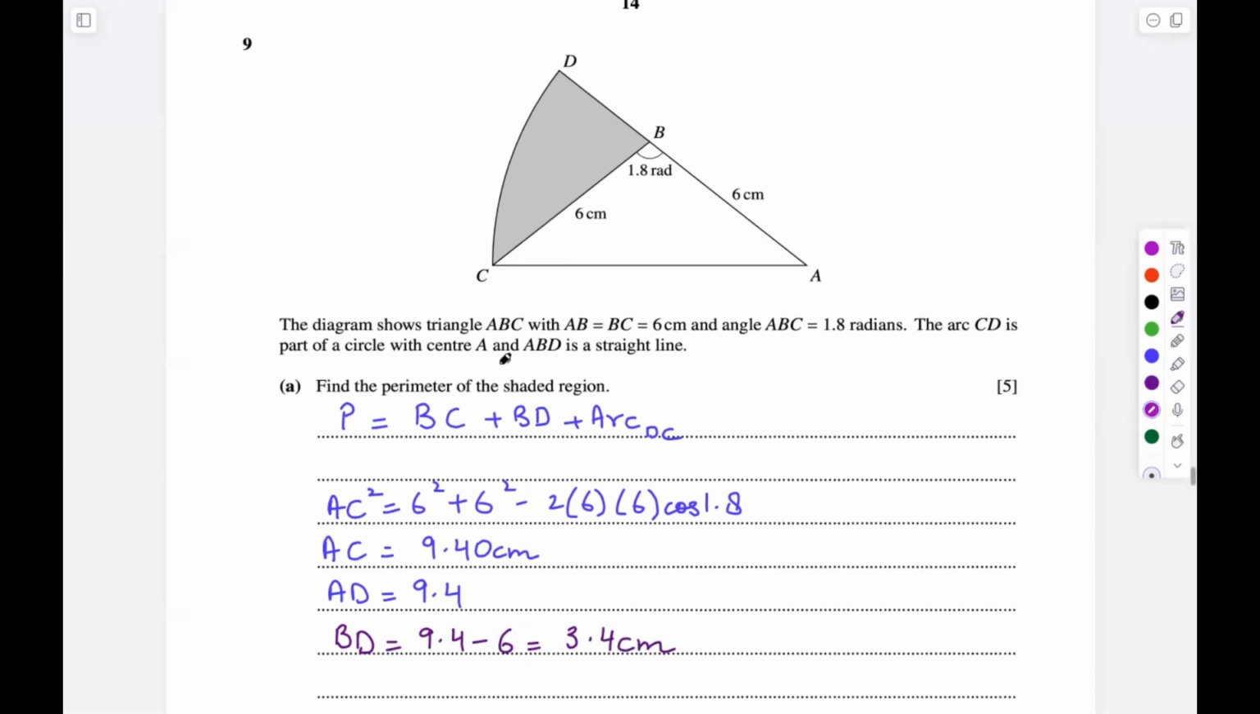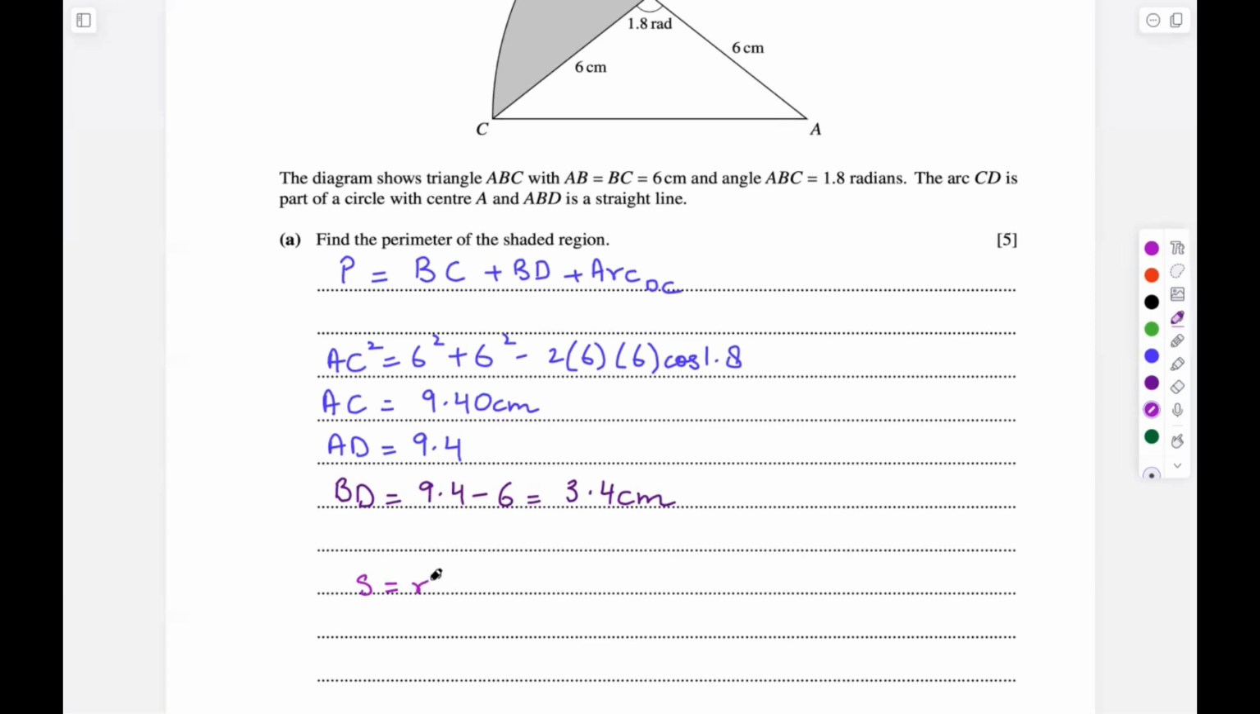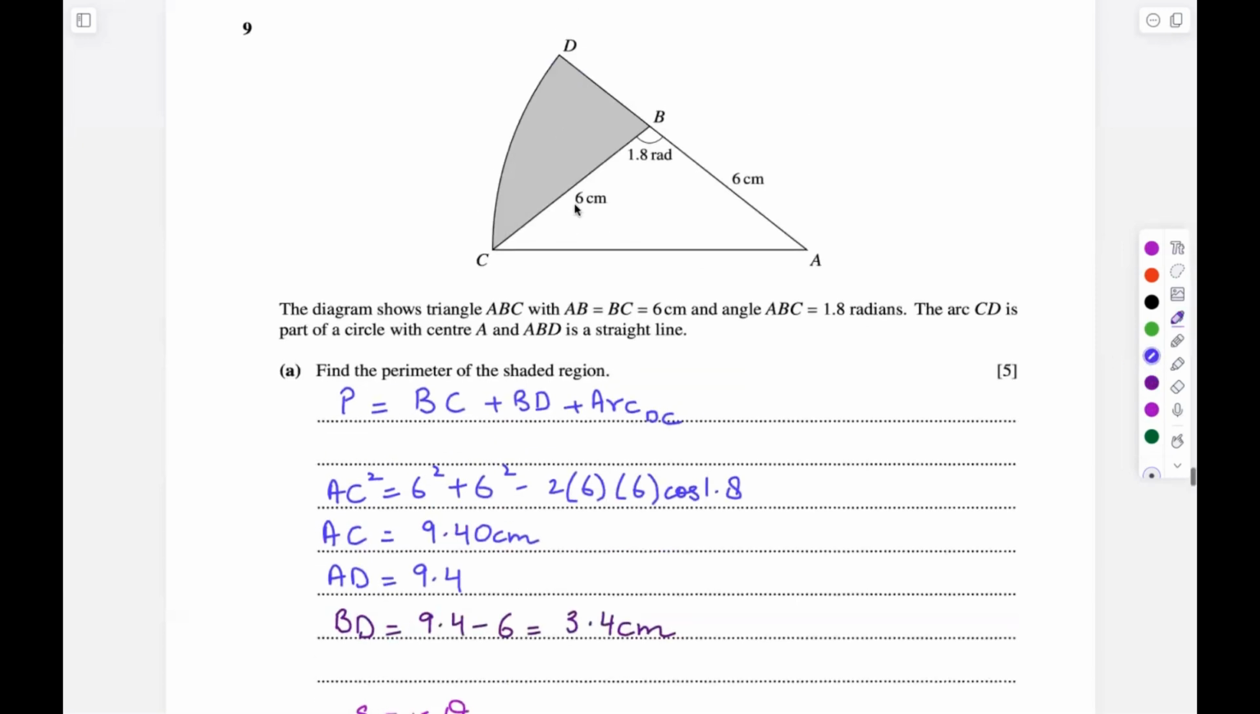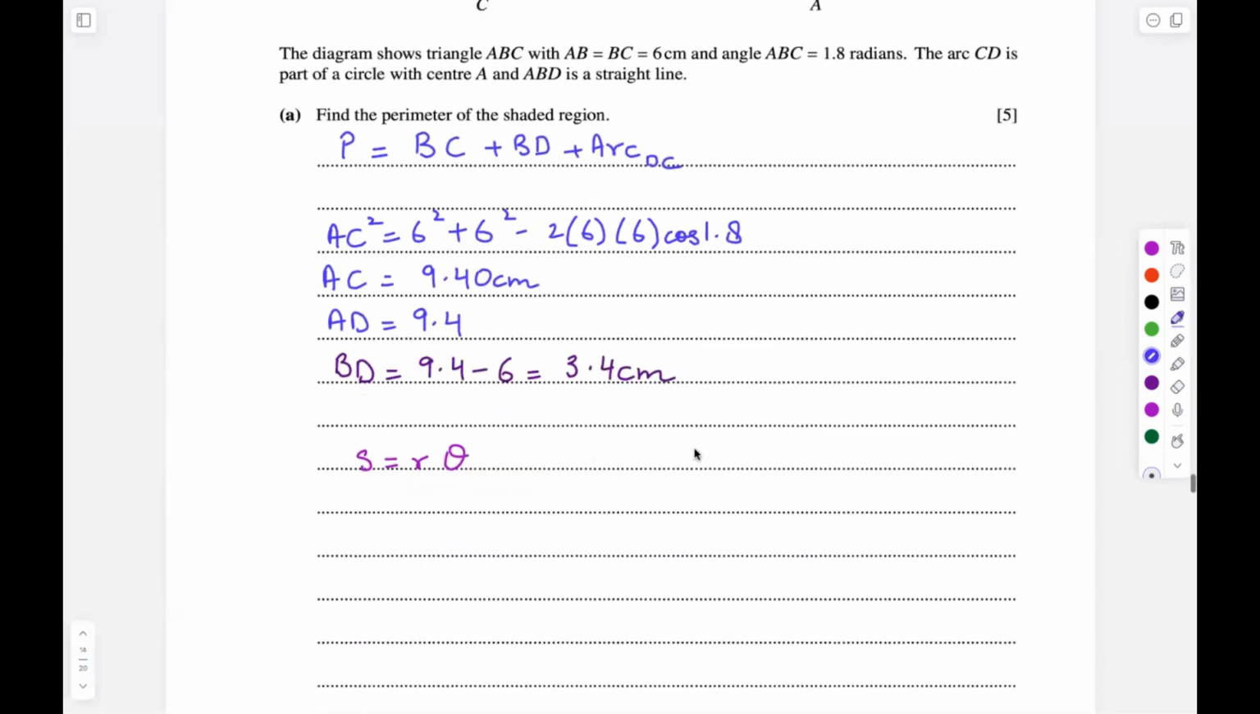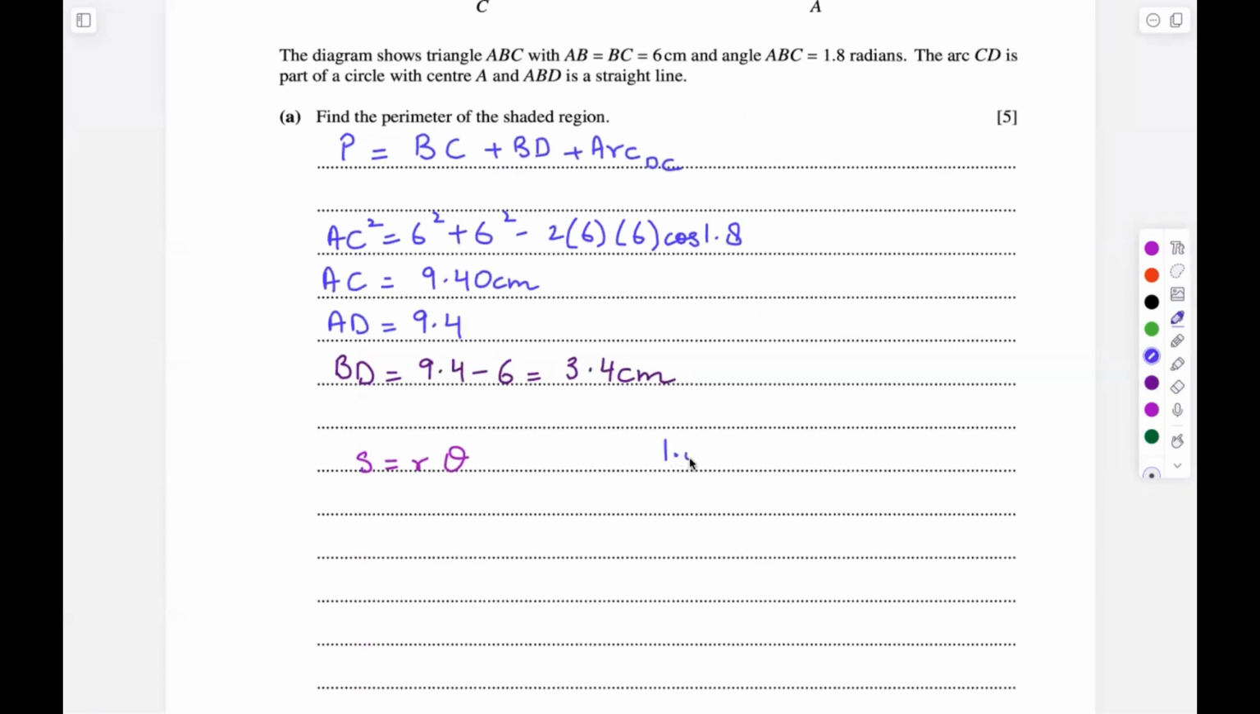To find the arc length of DC, we'll apply the formula S equals r theta. Now to find theta in this triangle, we know that this is an isosceles triangle, which means that both of these angles will be equal. So we can write 1.8 plus 2a will be equal to pi radians. So a will be equal to pi minus 1.8 divided by 2. So pi minus 1.8 divided by 2, the angle will be 0.6707, or we can write it as 0.671.